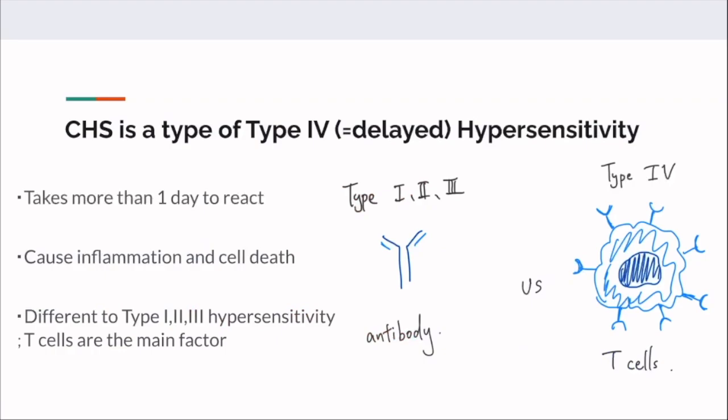Type 4 hypersensitivity is unique compared to other hypersensitivity. While type 1, 2, and 3 hypersensitivity are the result of antibodies like IgE, type 4 hypersensitivity is caused by T cells. This is connected to the reason why type 4 hypersensitivity is also called delayed hypersensitivity compared to the other three, which are immediate reactions.